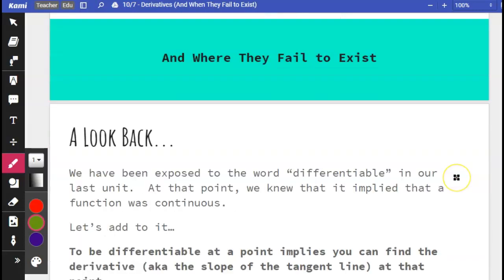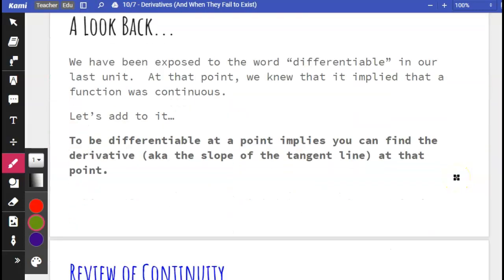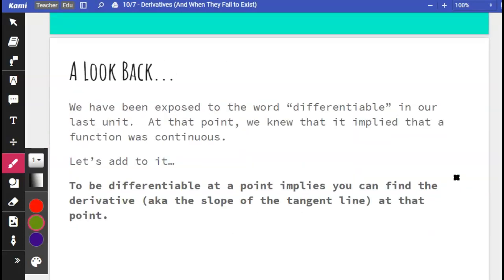So, first and foremost, in our last unit, we were exposed to the word differentiable. And we knew at that exact moment that when we saw the phrase differentiable, that implied that the function was continuous. So obviously that is still true, but we are going to add a little bit to this idea now.